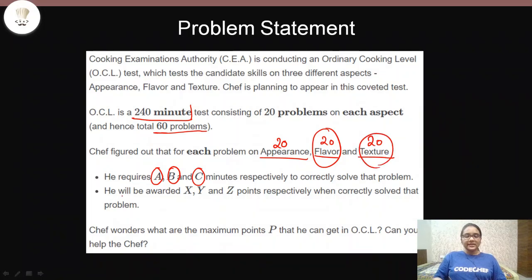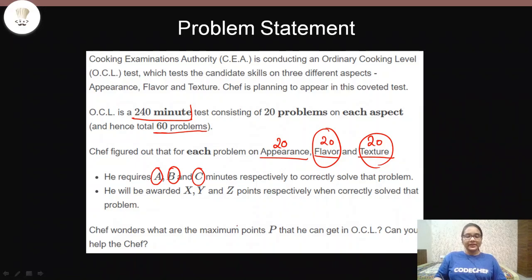Now it's given that based on what problems he solved, he will be awarded X, Y and Z points respectively. What it means is that X points will be awarded if one problem from the appearance category is solved, Y points will be awarded if a problem from the flavor category is solved, and Z points will be awarded if one problem from the texture category is solved. So this is what is given.